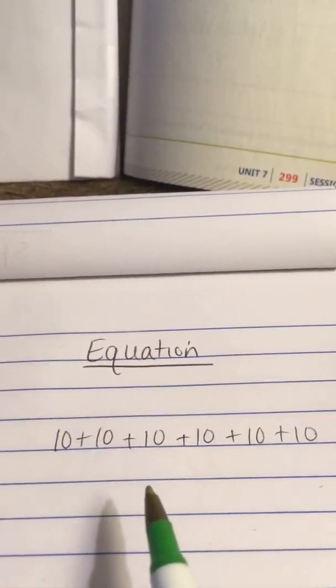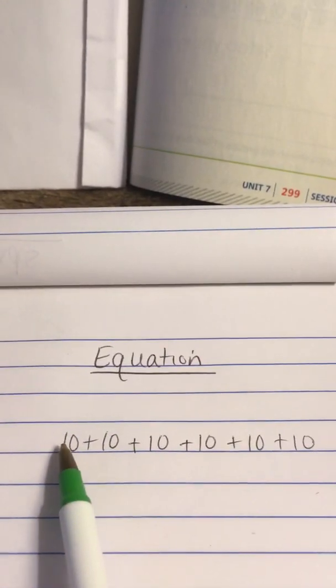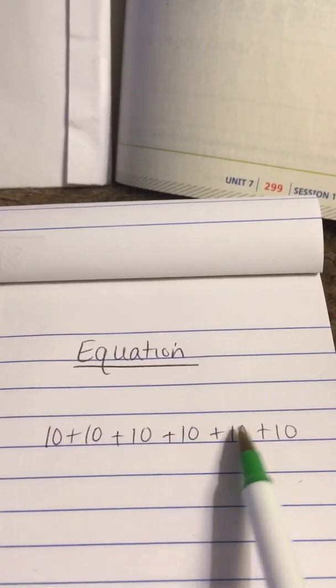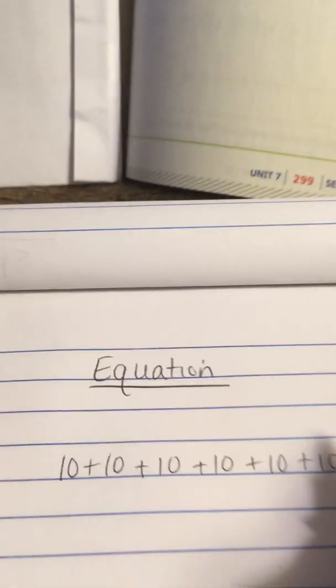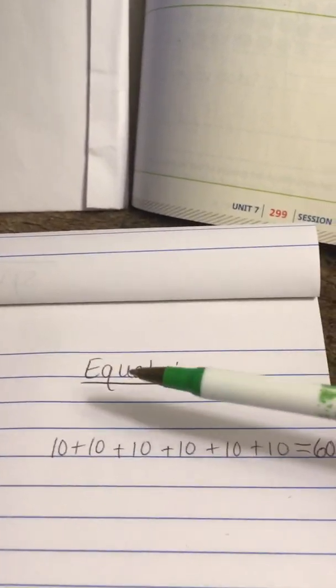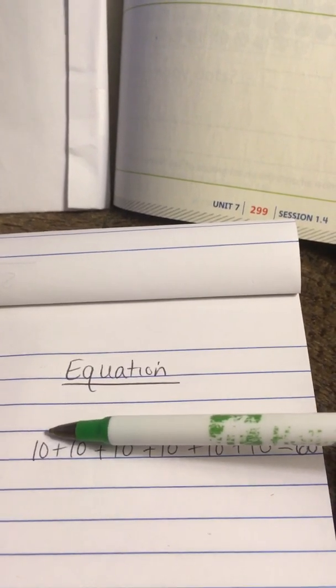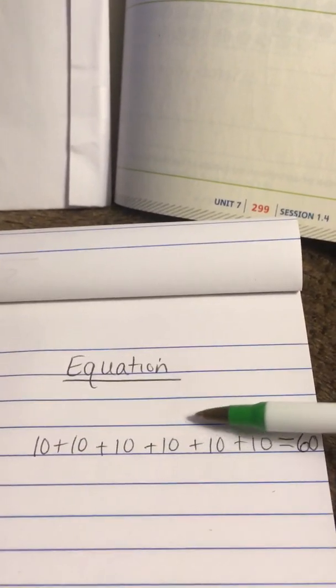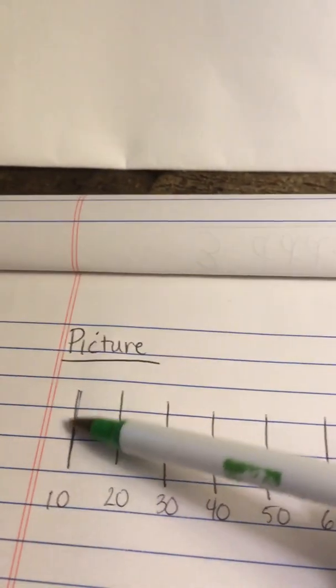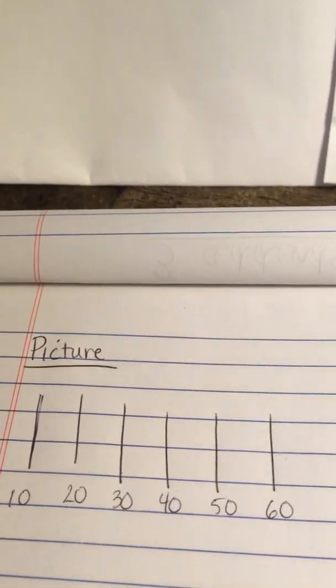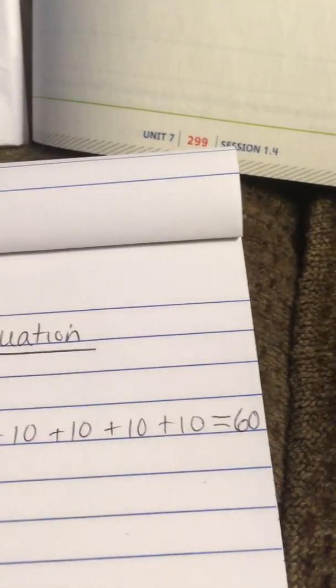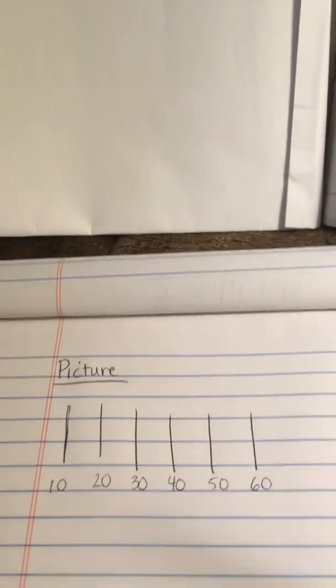Now if we count by tens, let's see what we get. 10, 20, 30, 40, 50, 60. Just like we counted by tens over here. So to write the equation, you would add 10 6 times, because there's 6 groups of 10 or 6 towers of 10. And each time you get the answer 60. Okay, so that's one way to do it because we don't have the cubes.